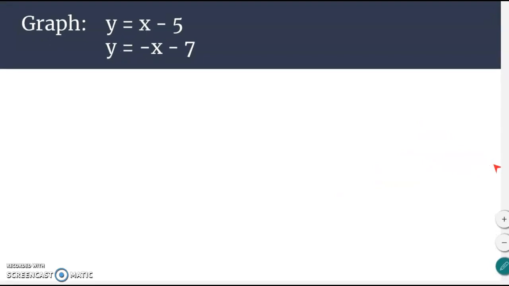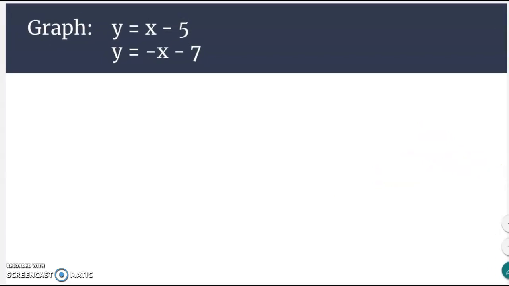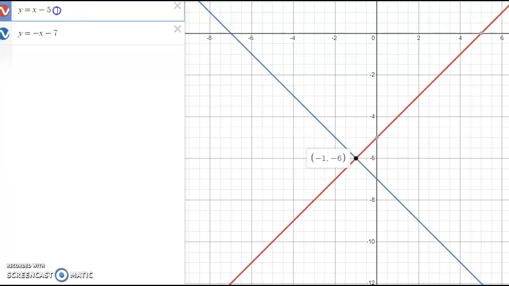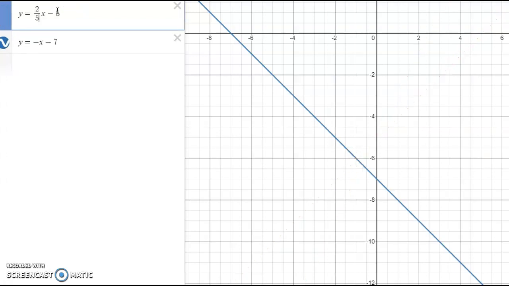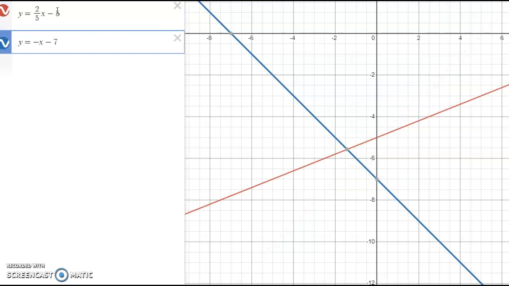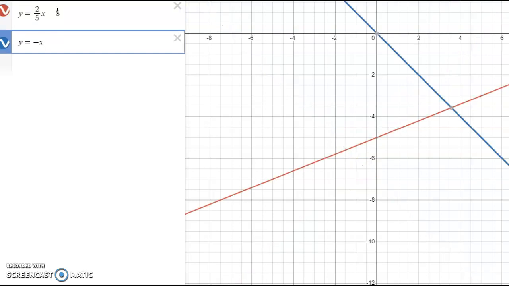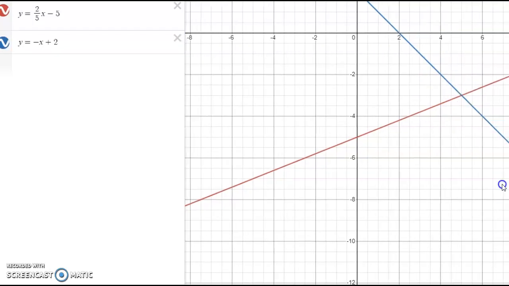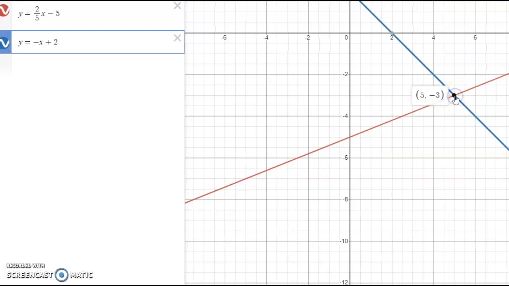All right, we have this one, another system: y equals 2/5 x minus 5 and y equals negative x plus 2. So we're going to put that in Desmos here, 2/5 x minus 5 and negative x plus 2. It's real easy just to clear those out and type over them. So now we have two new equations. As you can see, if I click right here, I see the point of intersection, 5, negative 3.